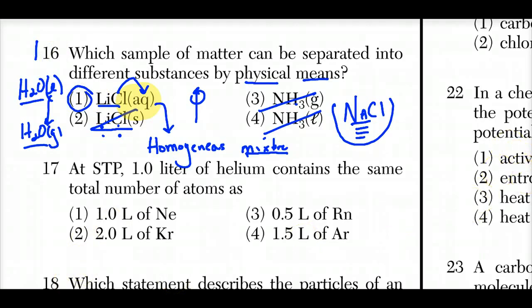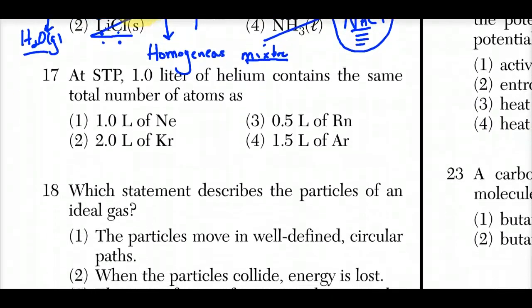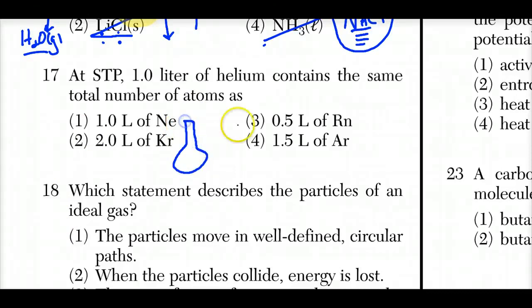Number 17. At STP, which is standard temperature and pressure, a liter of helium contains the same number of atoms as... Okay, this is Avogadro's hypothesis. And he stated that if you have equal volumes under the same conditions of temperature and pressure, and I'm going to assume that these two drawings are the same, let's pretend this is 1 liter, pretend this is 1 liter. I know we're pretending a lot, but pretend they're both at STP, or standard temperature and pressure. The number of gas molecules that fill this container will be the same.